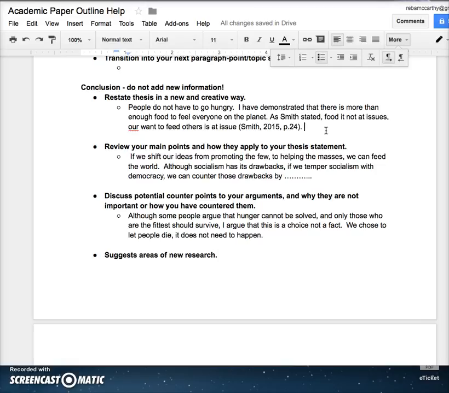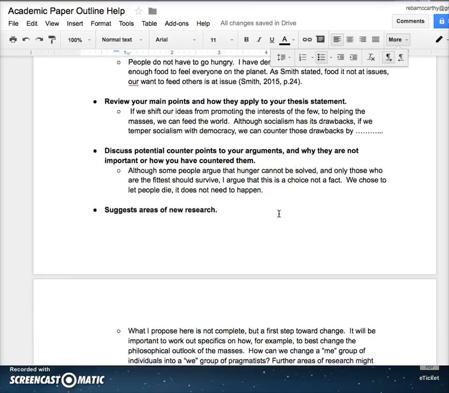The next element I'd want in my conclusion is to review all my main points and how those points applied back to my thesis statement. So I'll say something to the effect of, if we shift our ideas from promoting the interest of the few to helping the masses, we can feed the world. Although socialism has its drawbacks, if we temper socialism with democracy, we can counter those drawbacks by... So here is where you are reviewing your main points and re-summarizing them for your reader.